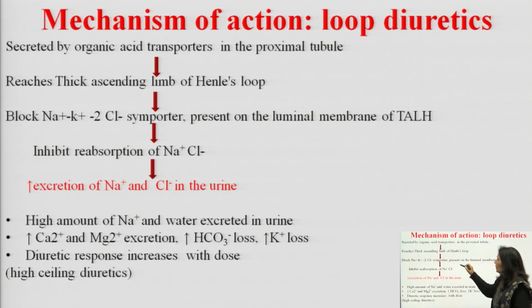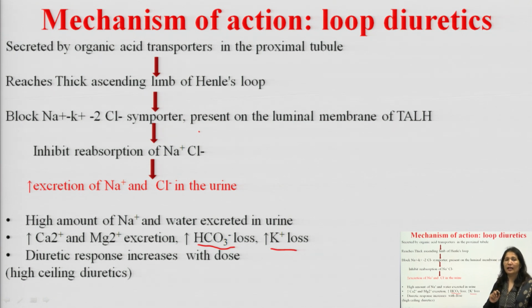So, secreted by organic acid transporter in the proximal tubule. So, loop diuretics are secreted at the PCT and then they reach their site of action, then they block the sodium potassium 2 chloride transporter and thus they increase excretion of sodium and chloride in the urine. So, high amounts of sodium and water are excreted, increasing calcium and magnesium excretion, and increasing bicarbonate loss because they are weak carbonic anhydrase inhibitors, and they also cause potassium loss.